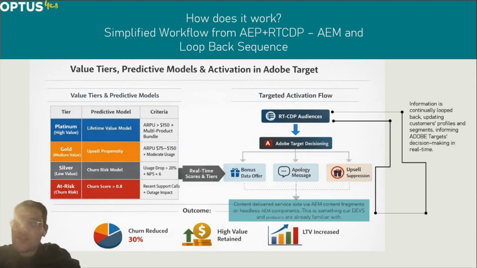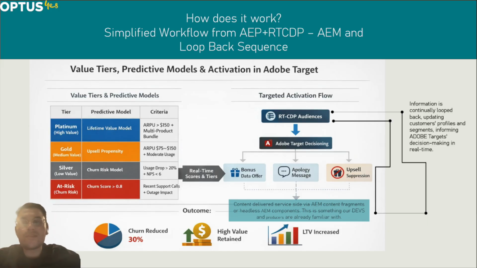CDP ingests data. It takes all the fragmented information about a customer, what they browse, what they buy in your store, their email address, and stitches it together into one unified profile. That includes behavioral data, CRM data, as I've explained before. That flows into Adobe Target. Adobe Target decides which variation of content to send out. And outcome: churn reduced, high value retained, LTV increased.